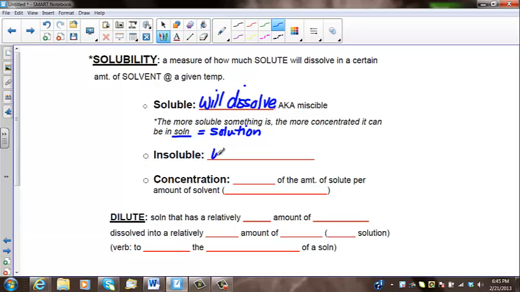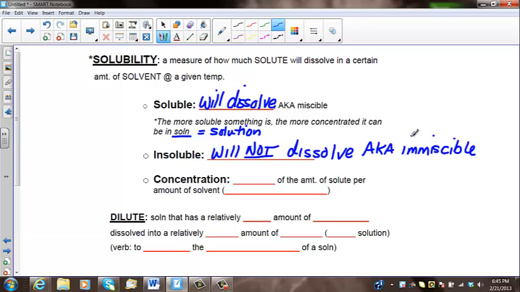Insoluble means it will not dissolve. And another word for that would be aka immiscible. So if something is immiscible in something else, it will not dissolve.